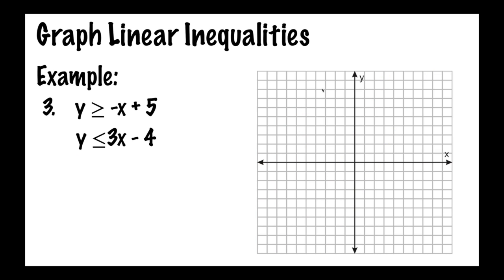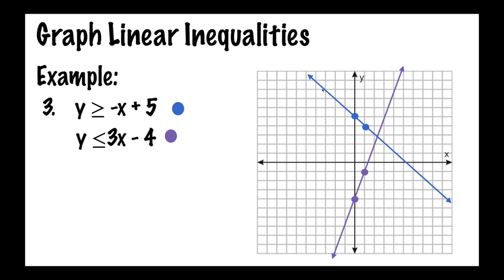Now on number 3, we can plot that top line. We start at +5, the slope is -1. So down 1 to the right 1, and we could keep going and make that line. Again, that's going to be a solid line because it is equal to. Then for my other line, I start at -4, the slope is +3. So I go up 3 to go over 1, and we form that line. This line is also solid because it is equal to.